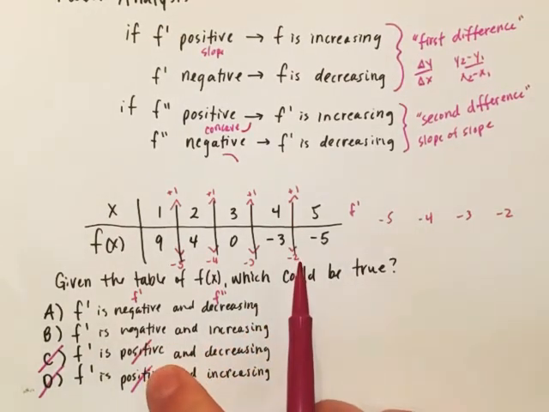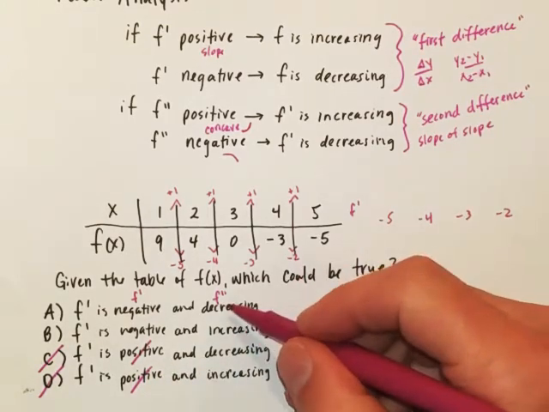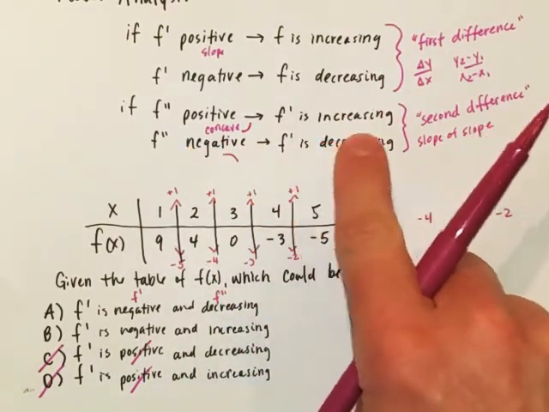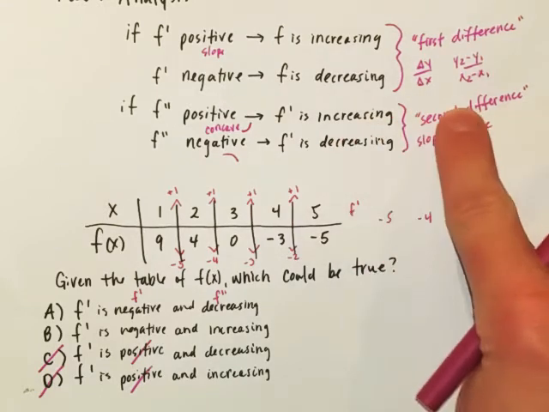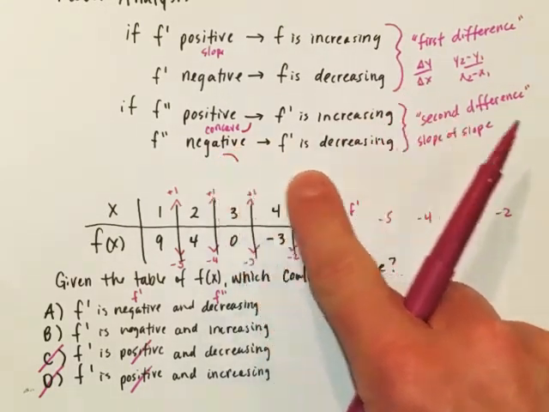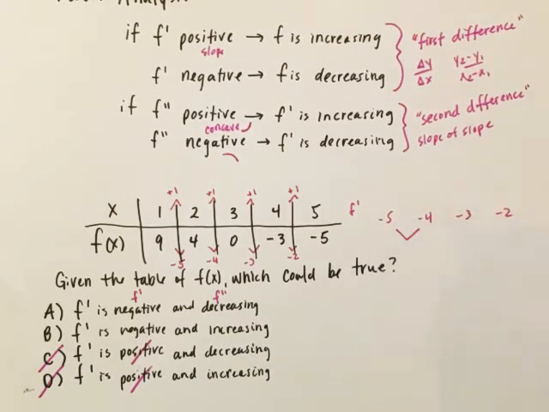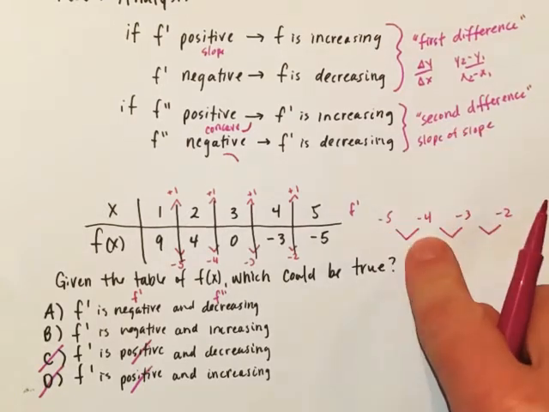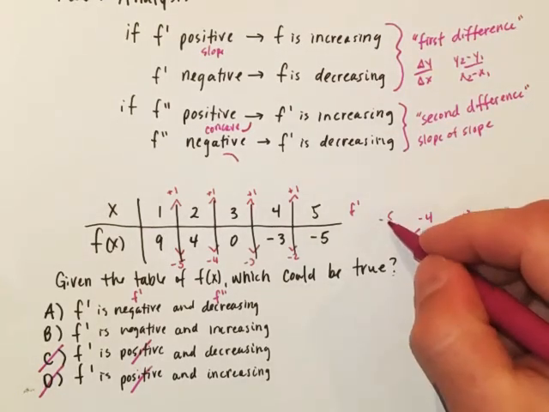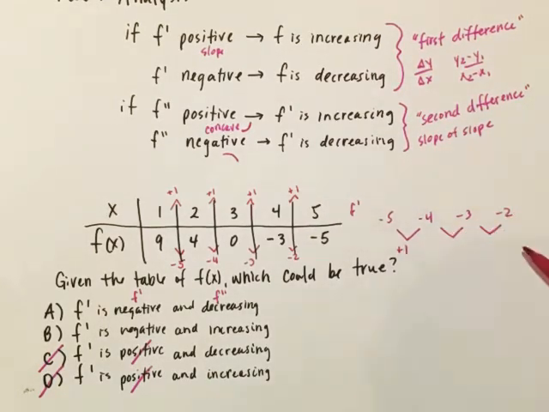They're definitely not positive. All right, now I need to look at, is f prime increasing or decreasing? So to see if f prime is increasing, we're going to look at the second difference, and we're actually going to see what is happening with f prime. So from negative 5 to negative 4, notice how I'm actually now taking the slope of these. From negative 5 to negative 4, we can see that we're actually going up 1.